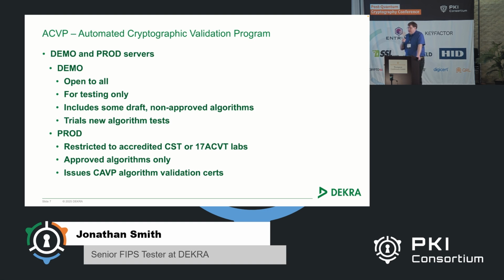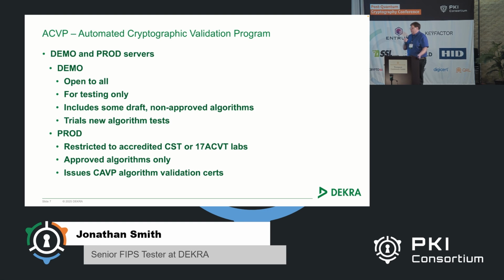It's also where they will try out algorithms that are still in draft, or possibly even just some non-approved algorithms. So there's a broader range of things in that. And then once they're happy with the algorithm and it's approved, it will switch over to production testing. And that's what happened with the 3 recent PQC algorithms that were approved in August. They had been sitting on the demo server testing against the various draft standards for months before they went final.